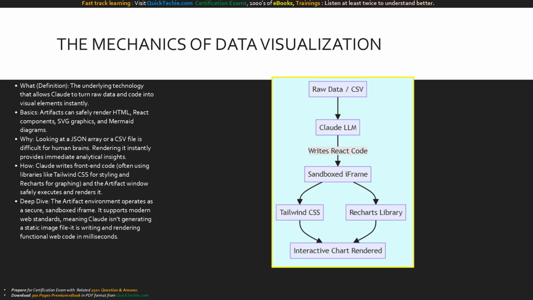To truly master this, we need to understand the mechanics under the hood. What is happening when a chart appears? The artifact feature isn't just generating a static PNG image. The basics are that it is a live rendering engine capable of displaying HTML, React components, SVGs, and mermaid diagrams. Why does this matter? Because staring at raw CSV data is incredibly inefficient. Rendering it visually provides instant cognitive insights.